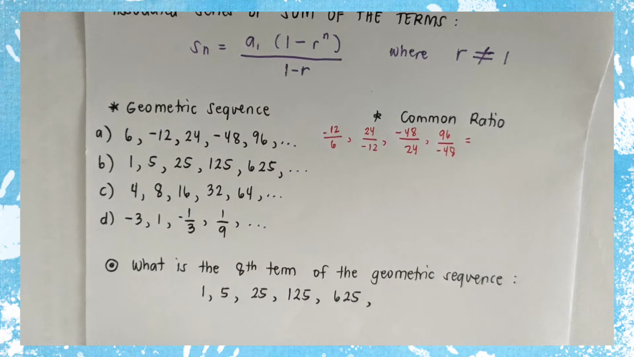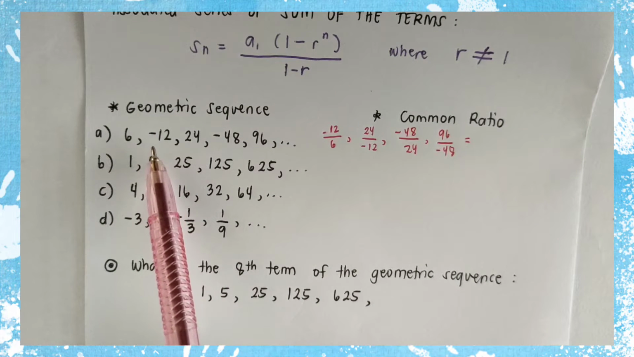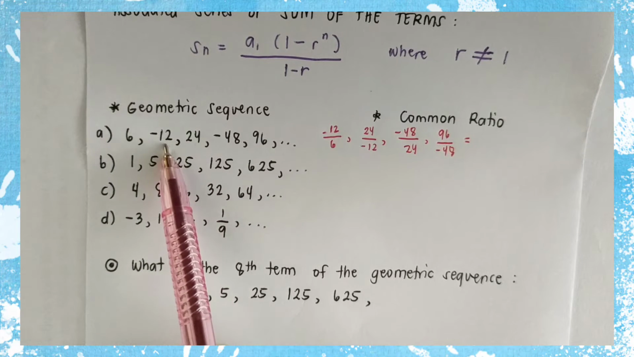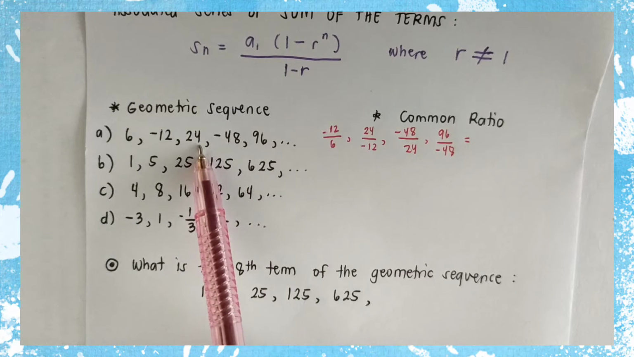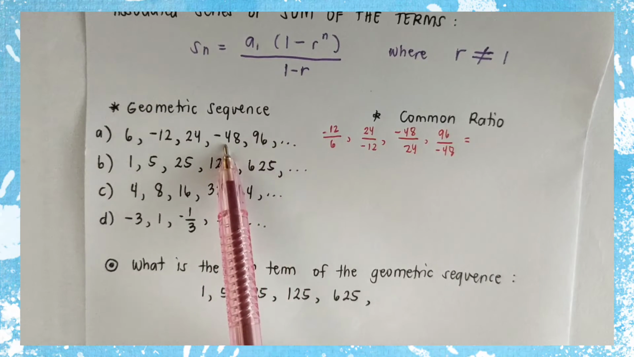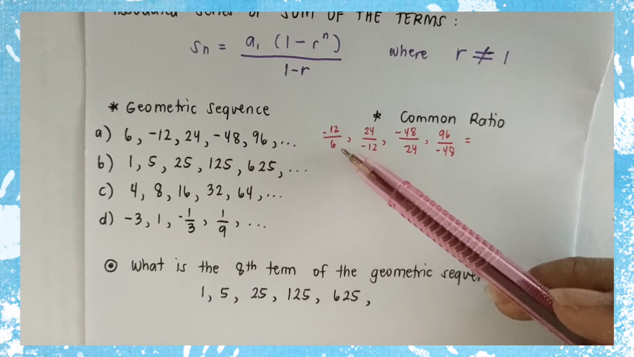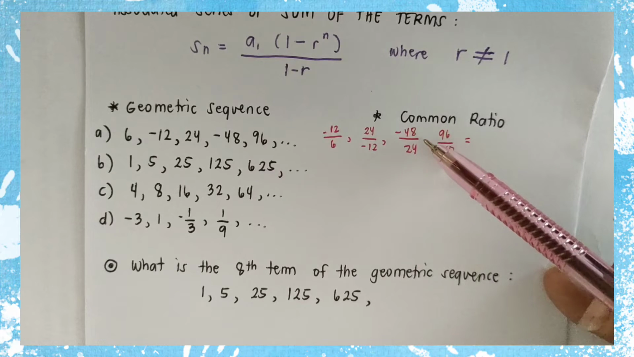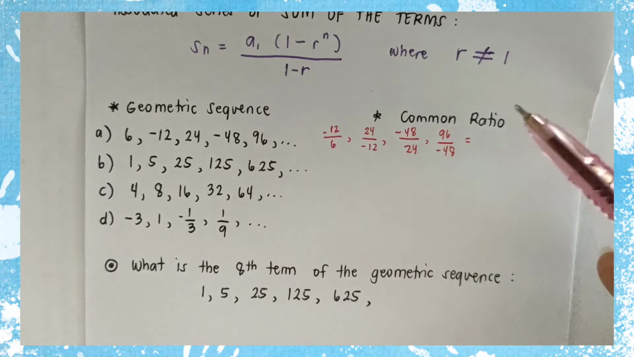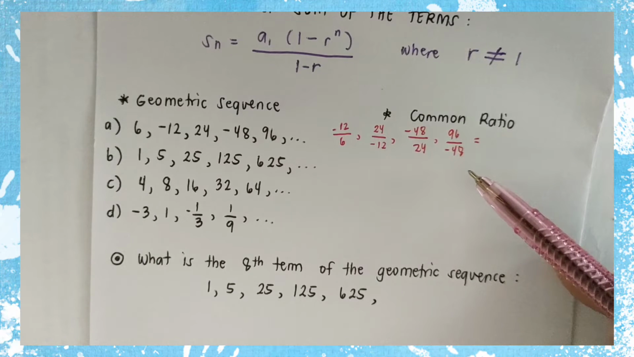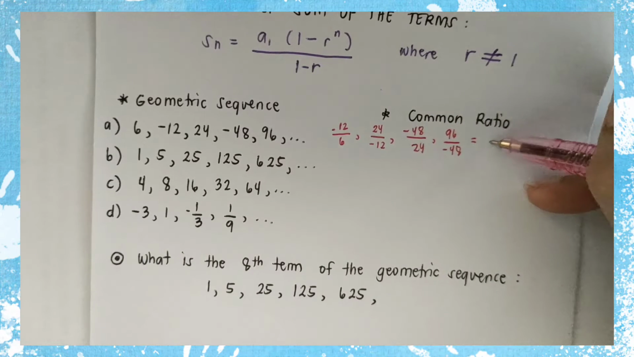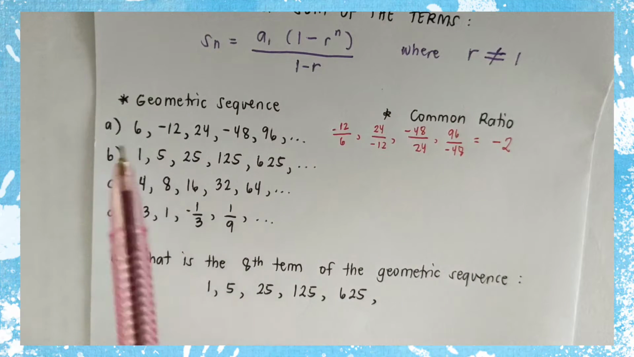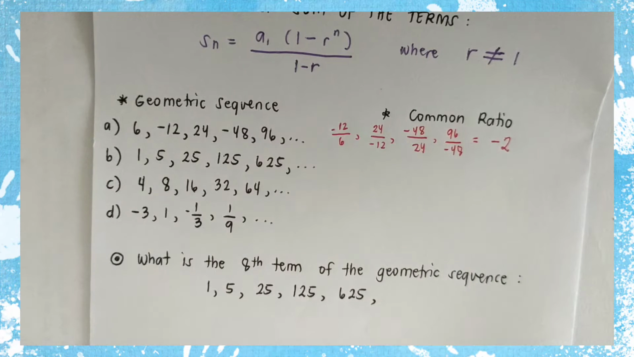So in computing for the common ratio, we just need to get the quotient of the second term with the first term, third term with the second term, fourth term with the third term, and then fifth term with the fourth term. So when we divide negative 12 by 6, 24 by negative 12, negative 48 by 24, and then 96 by negative 48, the answer is negative 2. Meaning to say, for letter A, our common ratio is negative 2.